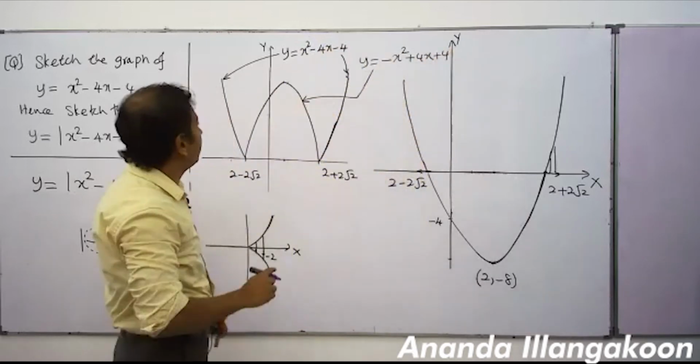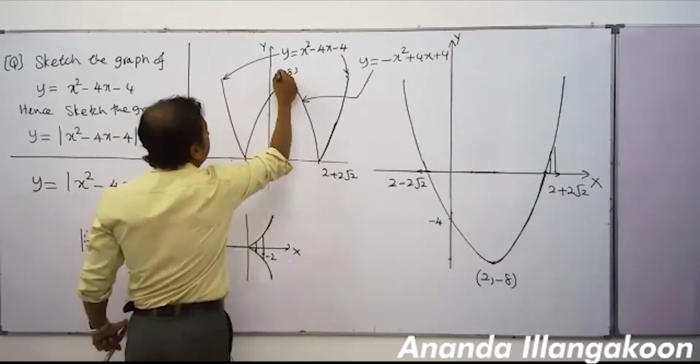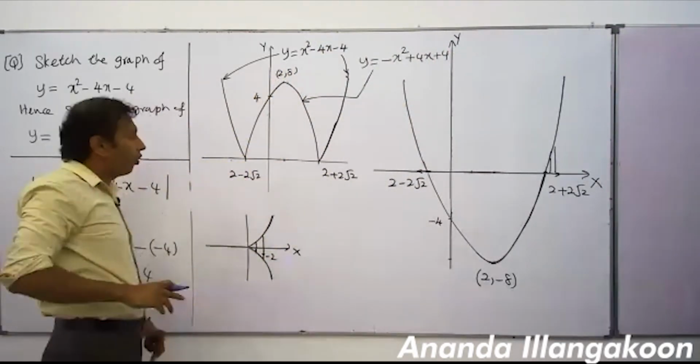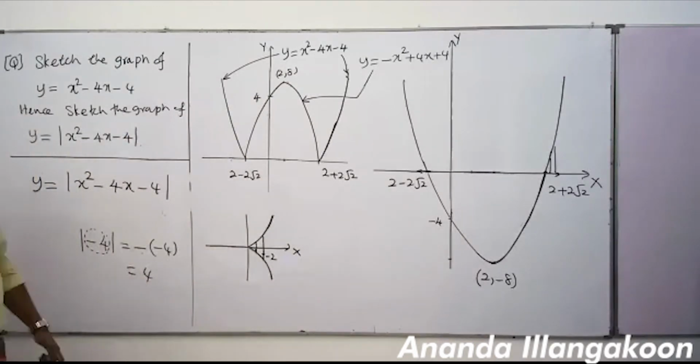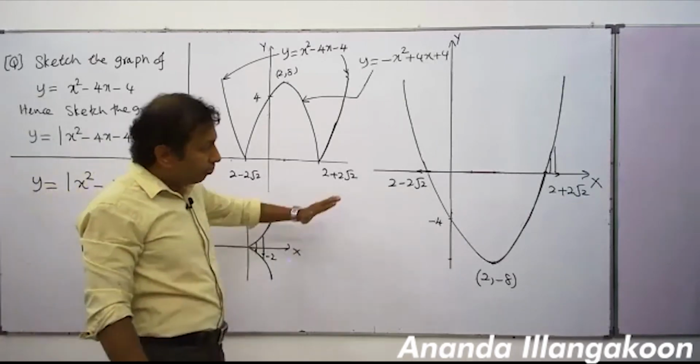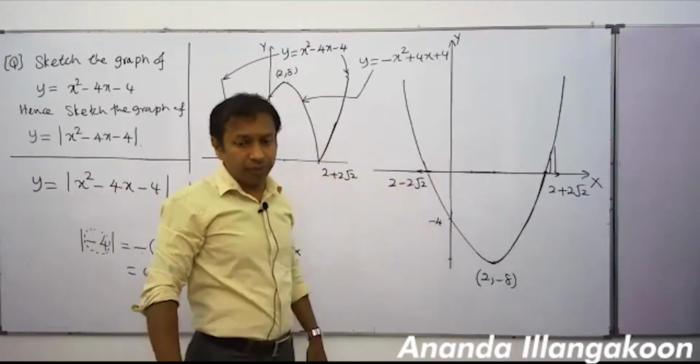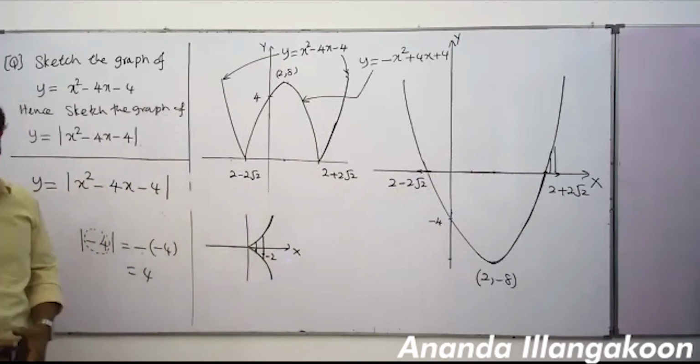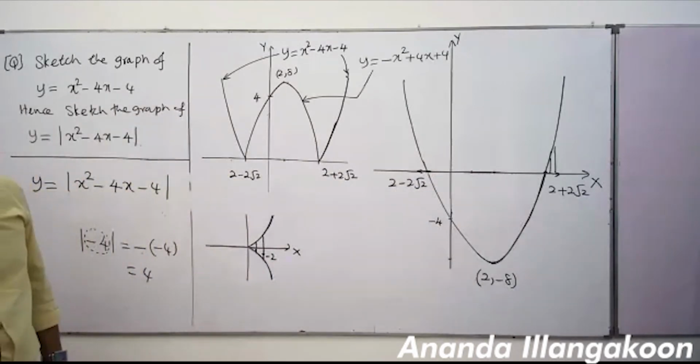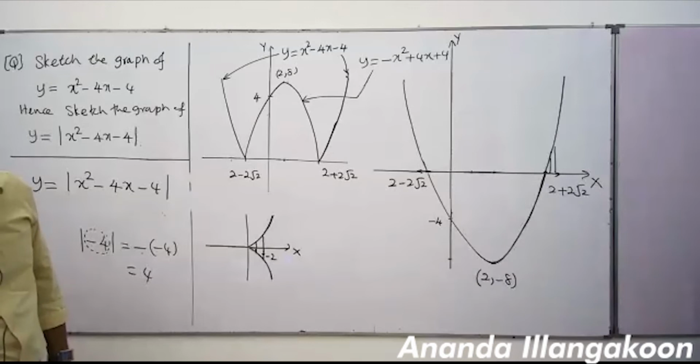We have to take the mirror image. So therefore, this is 2 plus 8. This is plus 4. This is how we draw, people, that modulus graph. Right? The part which lies below the x-axis, we have to take the mirror image. Right? Through the x-axis.